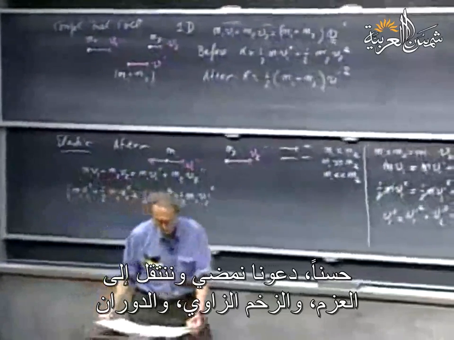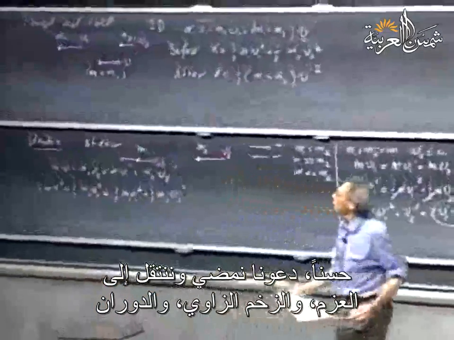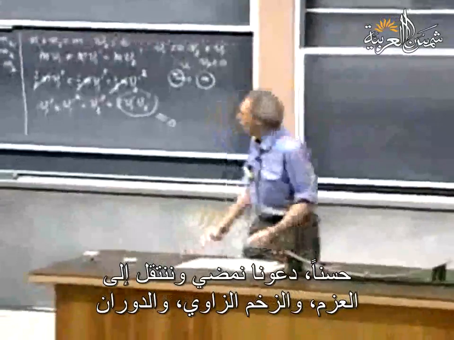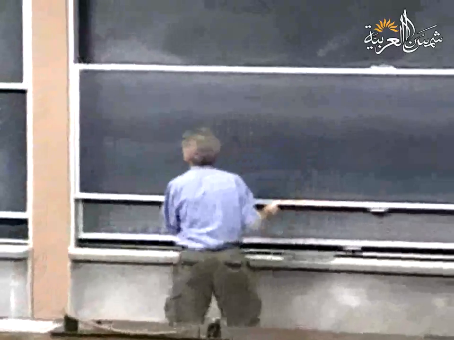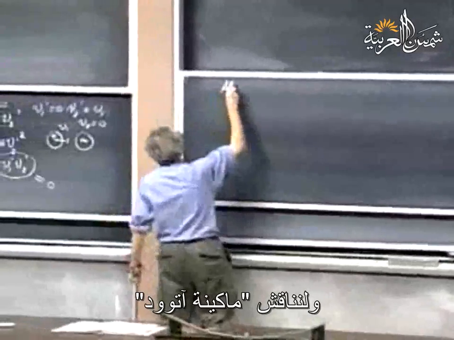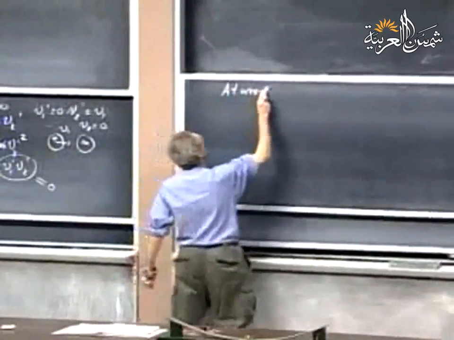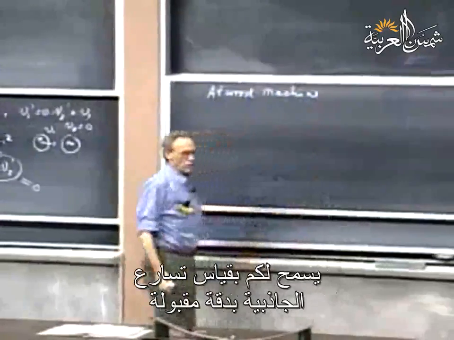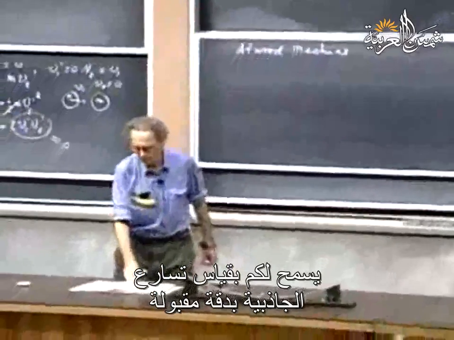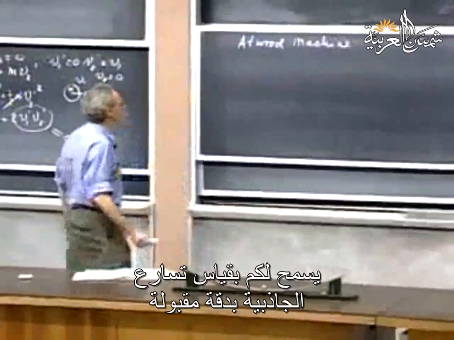All right, let's move on, and let's do something now on torques, angular momentum, rotation, and let's discuss the Atwood machine. The Atwood machine is a clever device that allows you to measure to a reasonable degree of accuracy the gravitational acceleration.